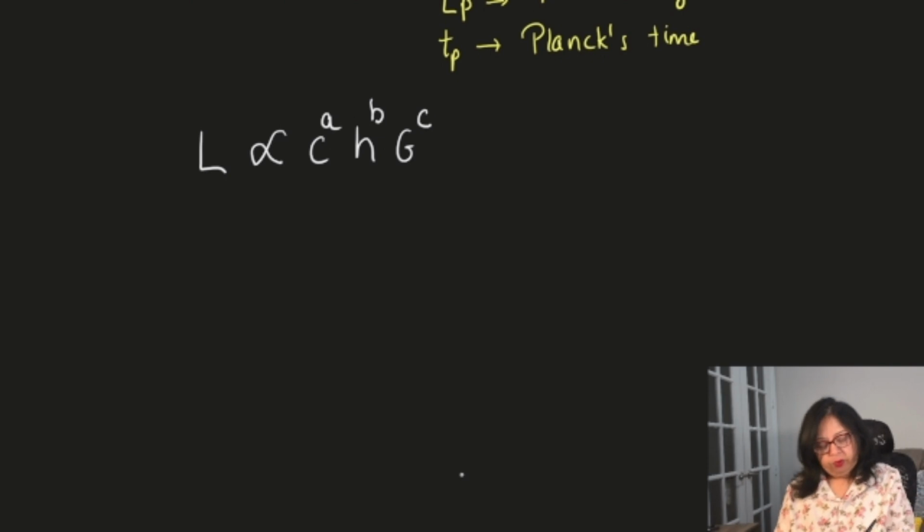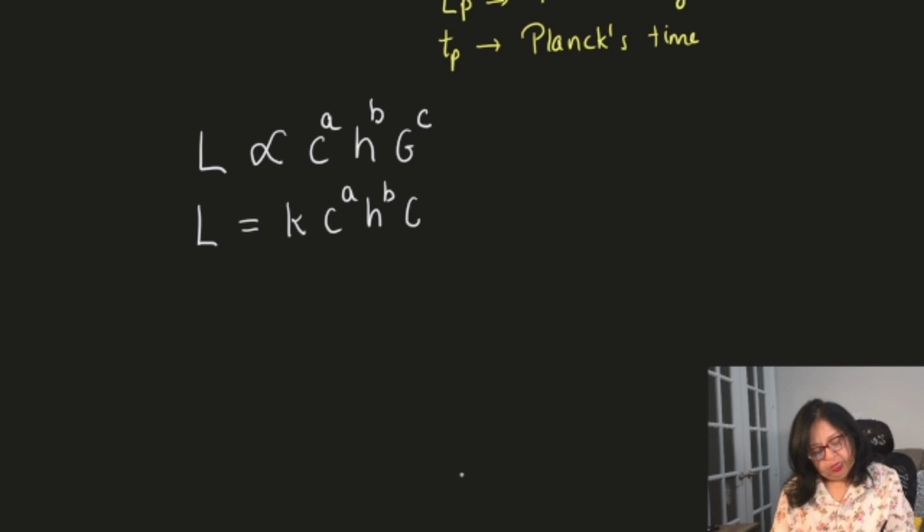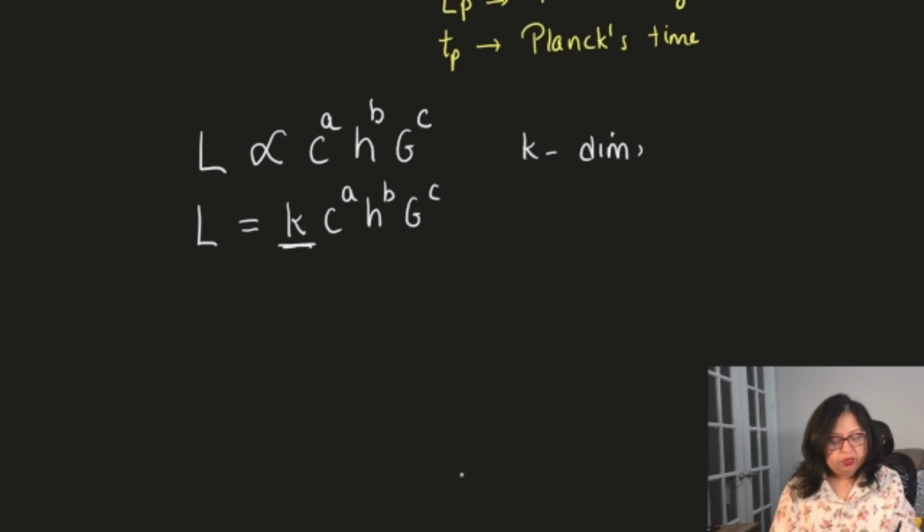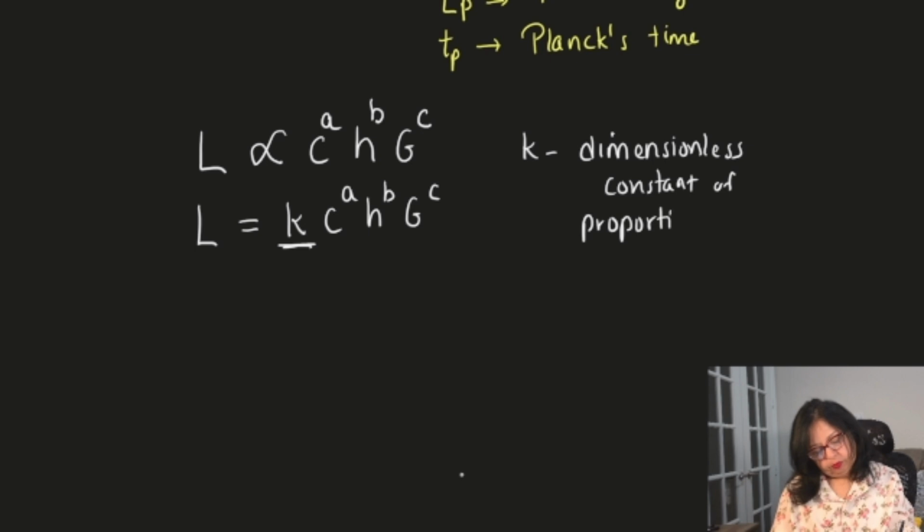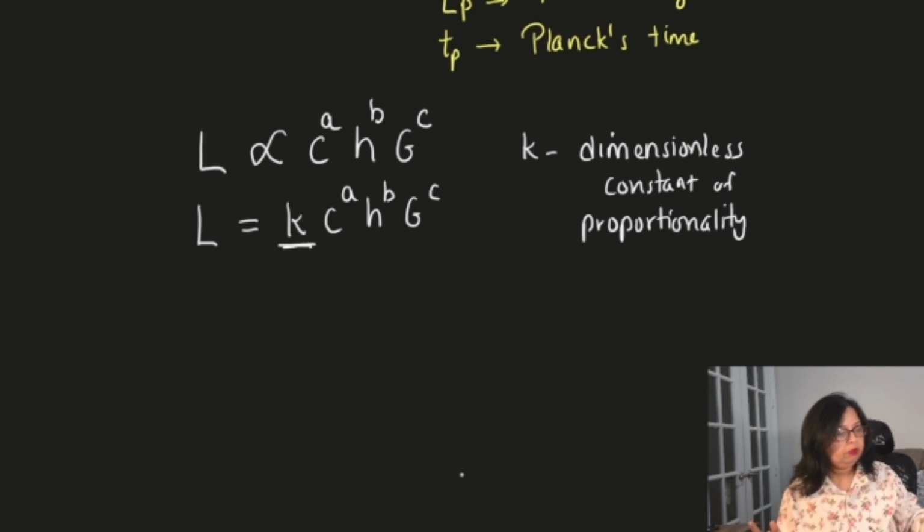Just like before, replace this symbol of proportionality by constant of proportionality K. Now the equation becomes c to the power a, h to the power b, G to the power c times this K, which is a dimensionless constant of proportionality. All right. Now let's see. You want to do this in terms of dimensions? Let's go ahead and do it in terms of dimensions.